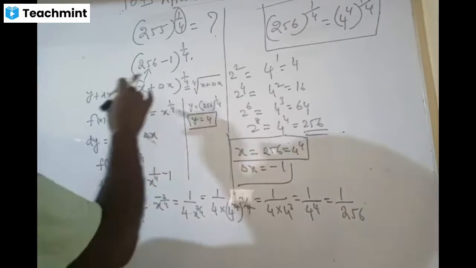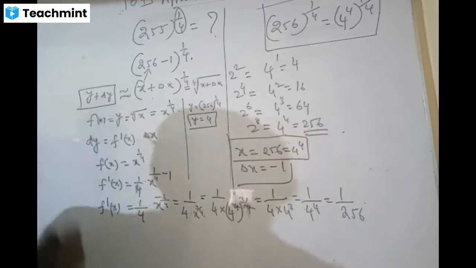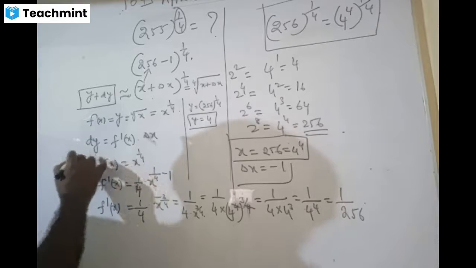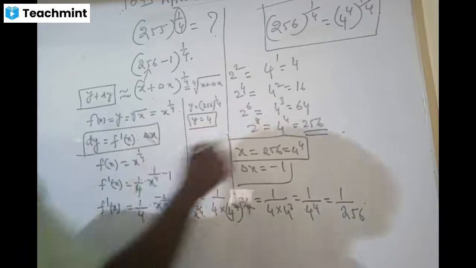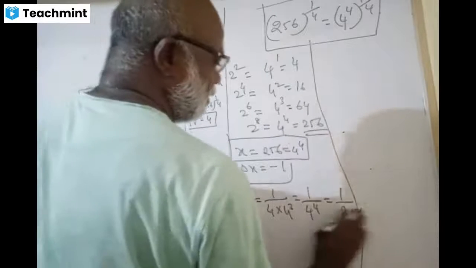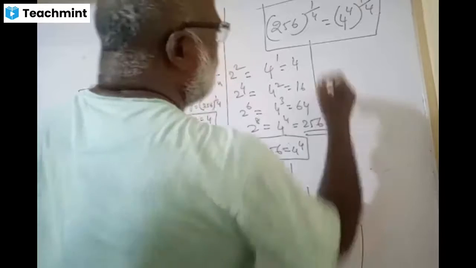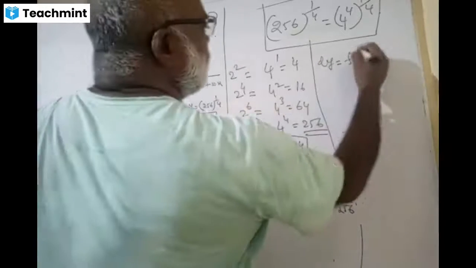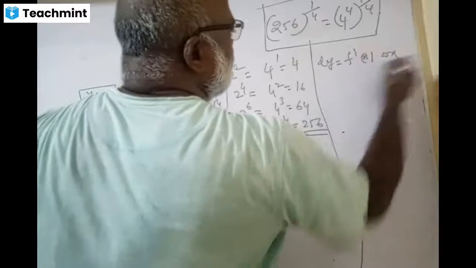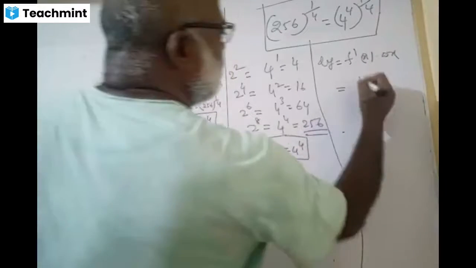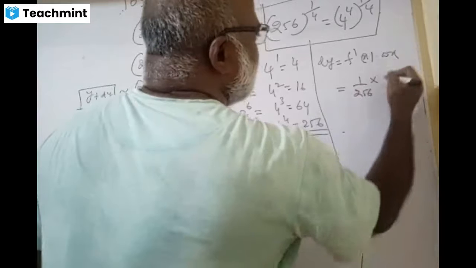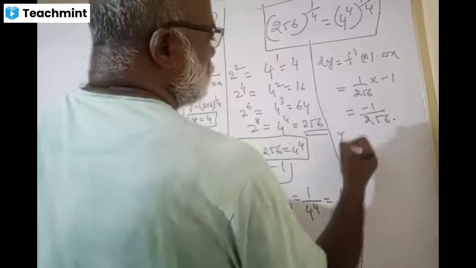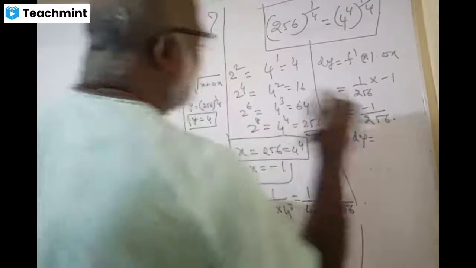Now what are we interested to find out? Y plus dy. I told you the formula: f dash x into delta x is dy. So dy equals f dash x into delta x. f dash x equals 1 by 256, delta x is minus 1, so it is minus 1 by 256. So y plus dy is our final value.